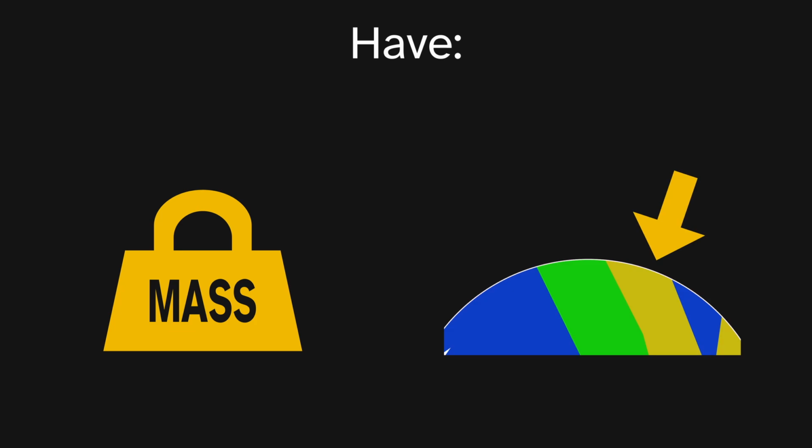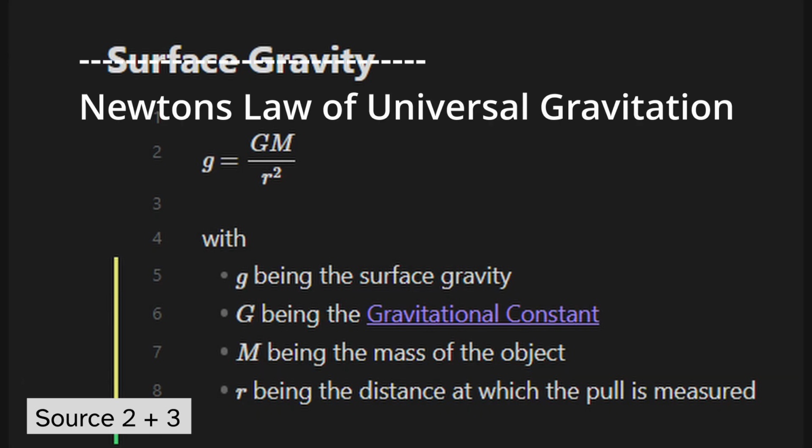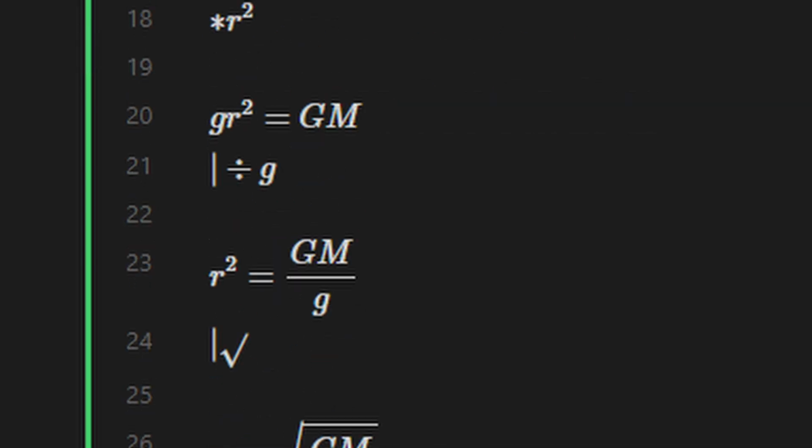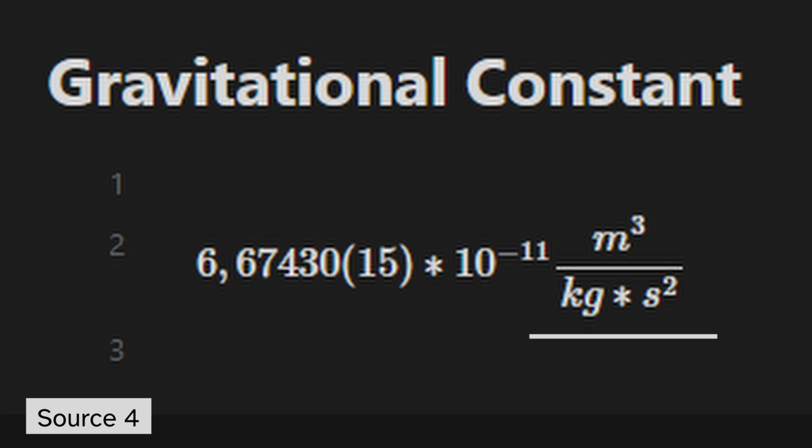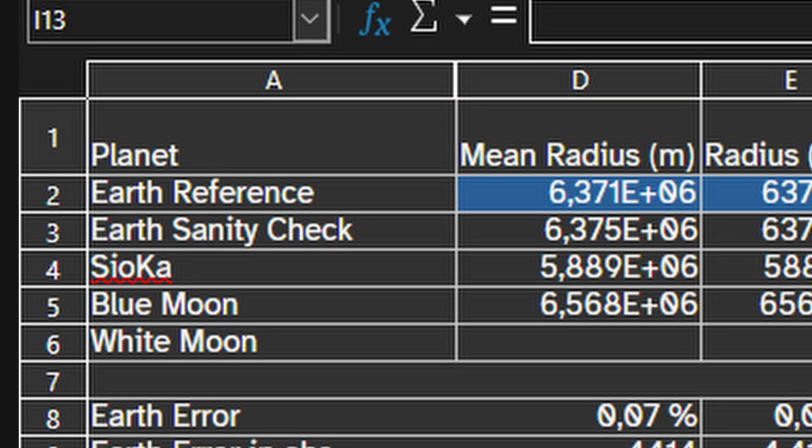Now that I have both the mass and the surface gravity, I can get the radius from the formula for, well, gravitational acceleration. I'll just resolve the whole thing and plug in my values. Of course, in the same units that the gravitational constant uses, and done.